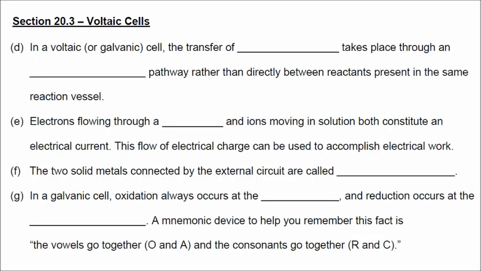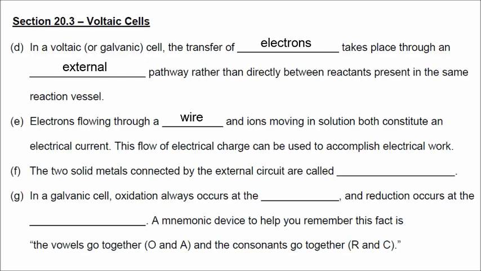In a voltaic or a galvanic cell, the transfer of electrons takes place through an external pathway rather than directly between reactants present in the same vessel. Electrons flowing through a wire and ions moving in solution both constitute an electrical current, and this flow of electrical charge can be used to accomplish electrical work. So another name for a voltaic cell or a galvanic cell is a battery.